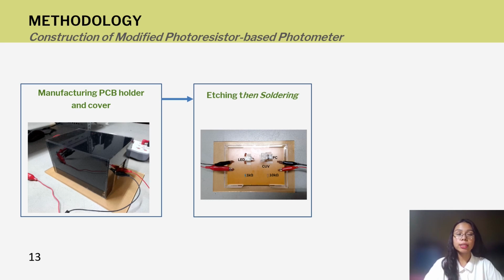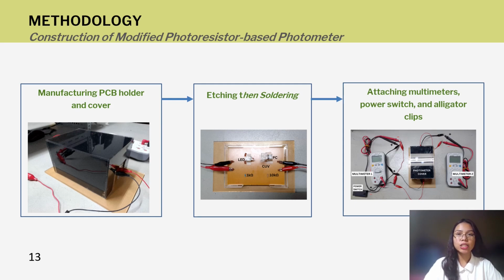Then, the modified schematic design is engraved on a copper clad and the electronic components were soldered. After attaching the 9 volt rechargeable battery using alligator clips and 2 multimeters, one to measure the voltage across the battery and another to measure the voltage across the 10 kilo-ohm resistor, the device was completed. It was ready to move to the next stage.